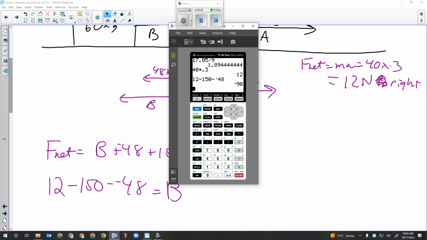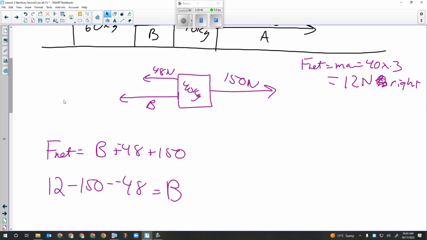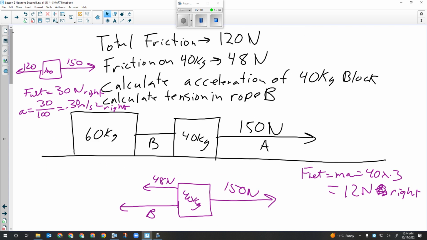All right, so negative 90 newtons. Right? I don't have to put a negative on that because it asked what was the tension in cable B. 90 newtons will do just fine. And could I have done that with the 60 kilogram block as well? Yes, I could have. All I would have to do was subtract 48 from the total friction, because they said the friction on the 40 was 48, so if I subtracted that, that would give me the force of friction that was acting here. Which would be, what, 72 newtons?